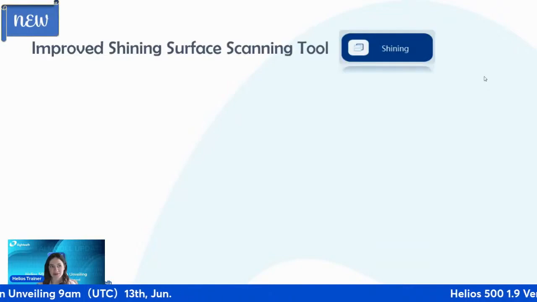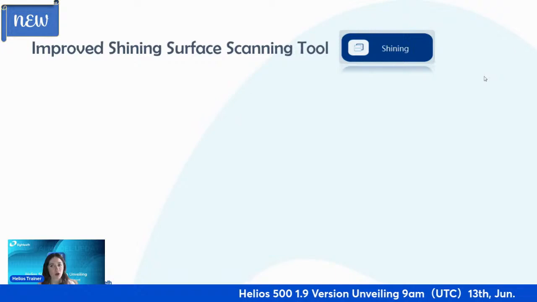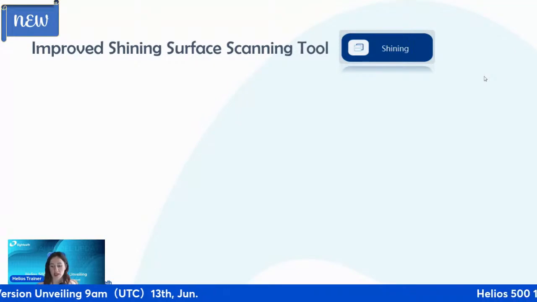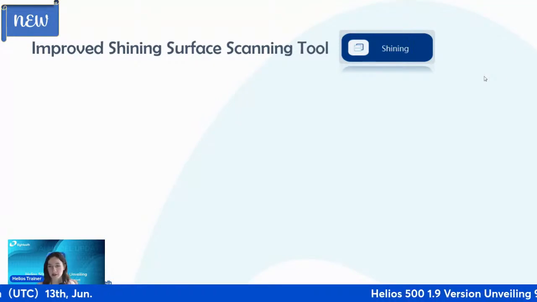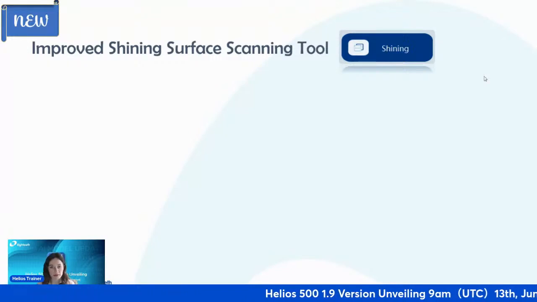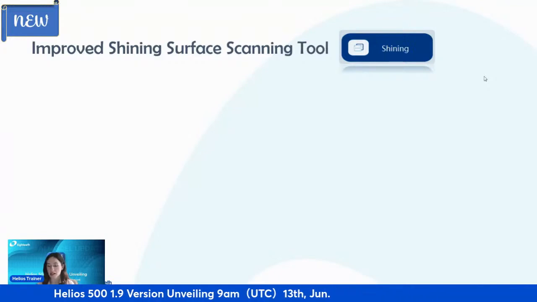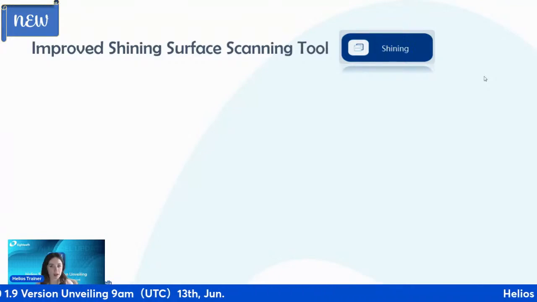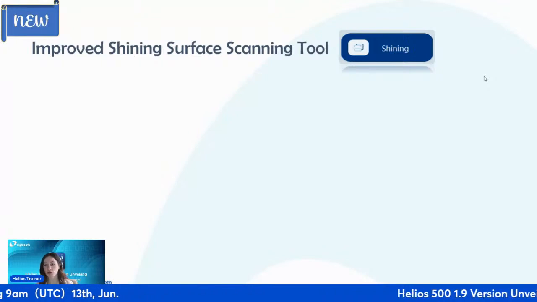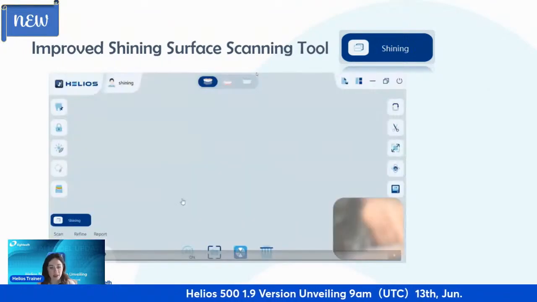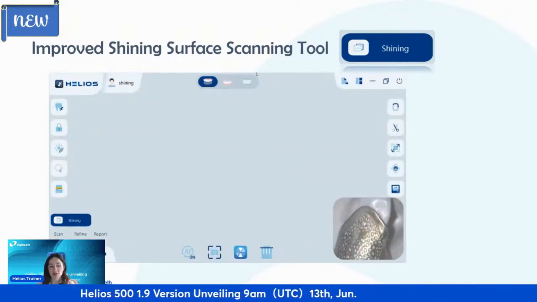And what is next? Improved shining surface scanning tool. We had a shining option that we always recommend you use when you are scanning a shining surface. It could be abutments, metal scan bodies, it could be amalgam, or gold or titanium crowns. We have improved the shining surface option.